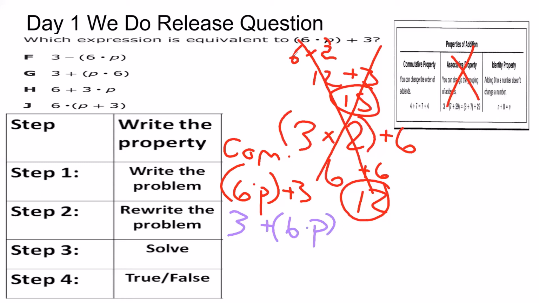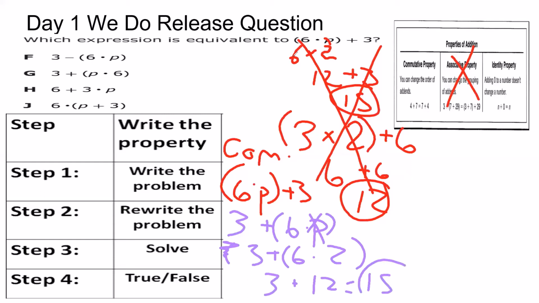Now, when we look at this, let's solve both expressions to see if they're equivalent. I already know that 6 times p plus 3 is going to be 15. So now let's see what 3 plus 6 is, and I'm going to replace the p with the number 2. I end up with 3 plus 12, which gives me 15. 15 is equivalent to 15.